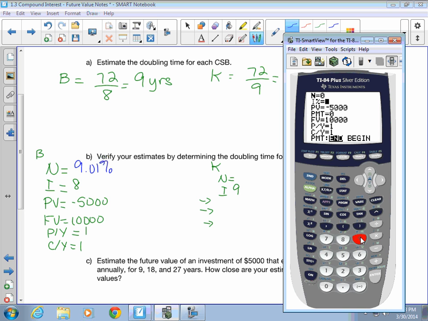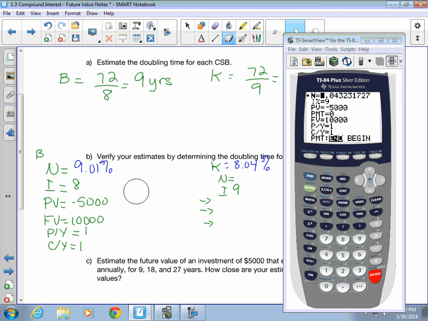So if I do this now for Chris, let's put a 0 there for right now, change this to a 9. Everything else is the same. So it's $5,000 present value, future, we want 10 annually. So go back up to the N, alpha, enter, and you get 8.04. I shouldn't put percent, that's years. So you can see the rule of 72 worked for it.